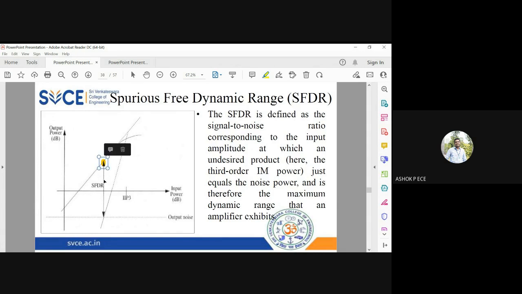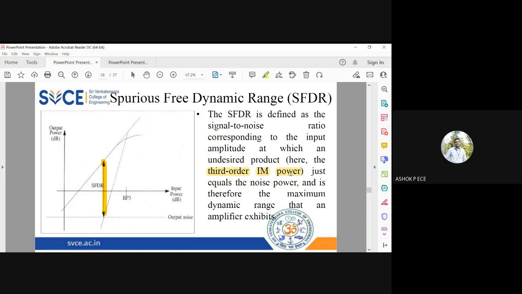So what is the difference between the two? That is going to be your SFDR. SFDR is nothing but signal to noise ratio, but we give it a different name because the noise here is third order IM. It is not our usual thermal noise or shot noise. It is the noise because of the non-linearity of your amplifier. It is going to be third order IM noise.